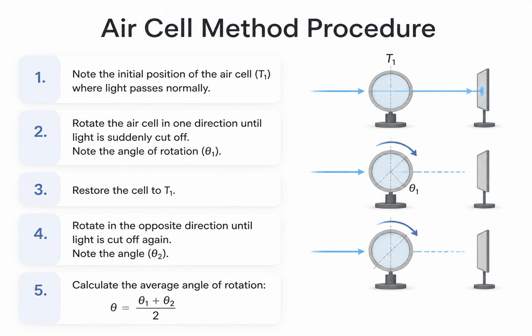At a specific angle, the light is suddenly cut off from our view because it hits the critical angle at the glass air boundary inside the cell. We note this angle of rotation. To be precise, we return to the start and rotate it the opposite way to find the cutoff point again, then average these two angles to get our final measurement, theta.